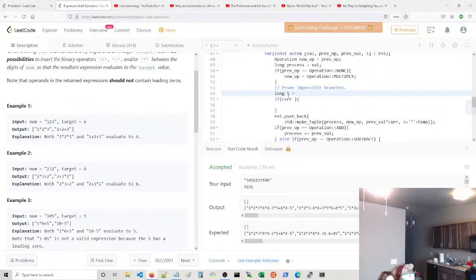Okay, so what else? What is next? I don't think it's possible to prune this algorithm as written. I think it'll be too complicated.